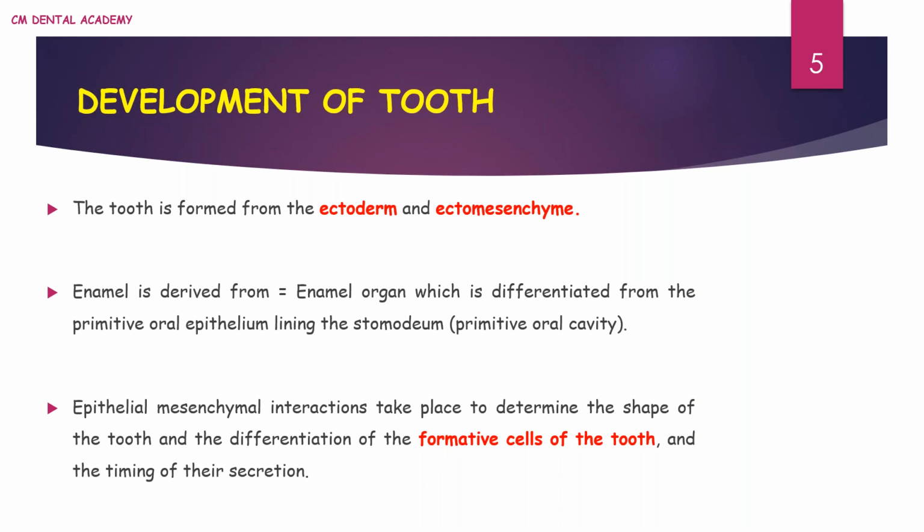There is a sequence of reactions, like epithelial and mesenchymal interactions, that take place to determine the shape of the tooth, the differentiation of the formative cells of the tooth, and the timing of their secretion. These three important factors, epithelial mesenchymal interactions, the differentiation of the formative cells of the tooth, and the time of the secretion, determine the development of the tooth. So, what are these formative cells of the tooth?